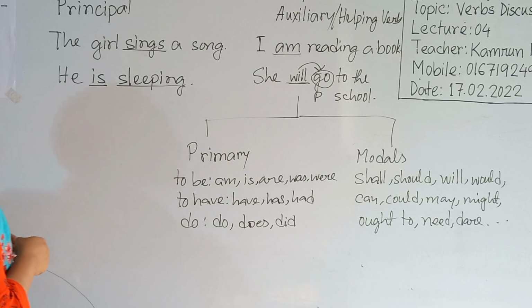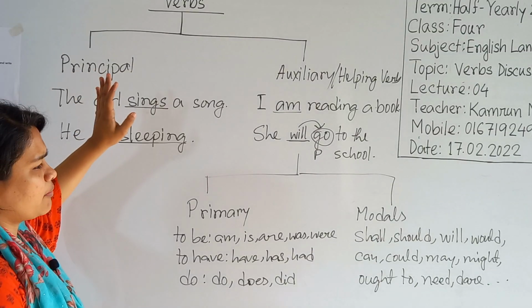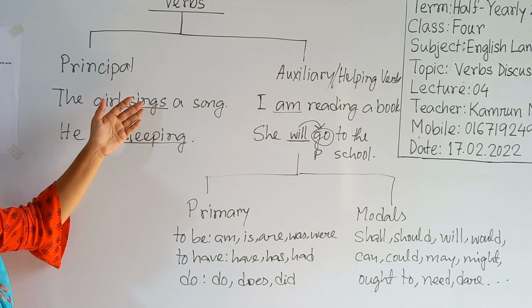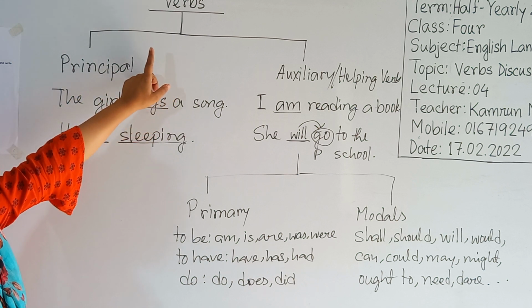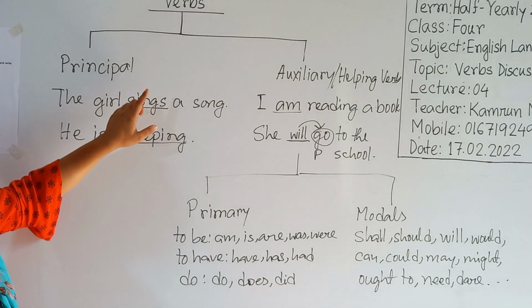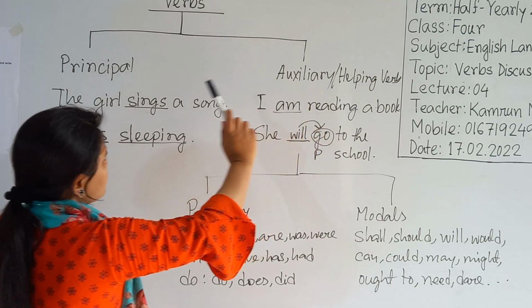So what did you learn today? Verbs are action words, and a verb tells us about an action, or sometimes about an event, or sometimes about the state of someone or something. And there are two types of verbs, principal verb and auxiliary or helping verbs. And what are called principal verbs?